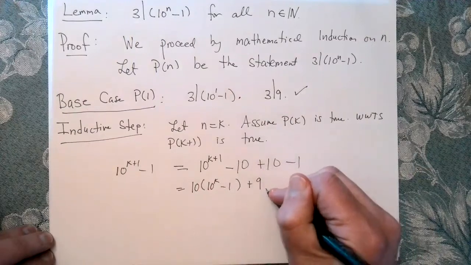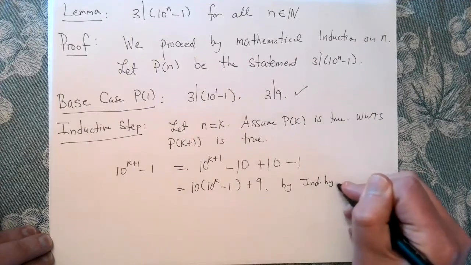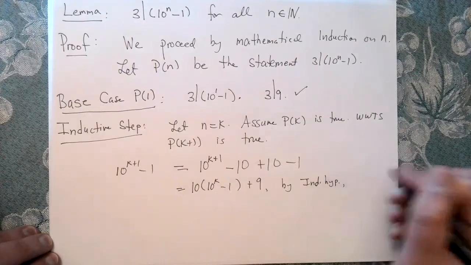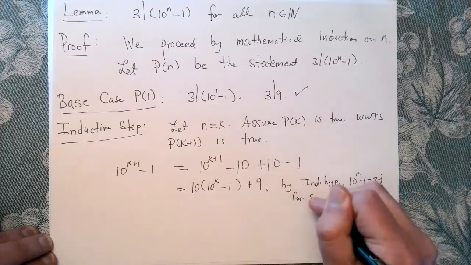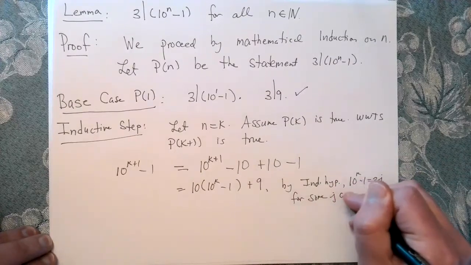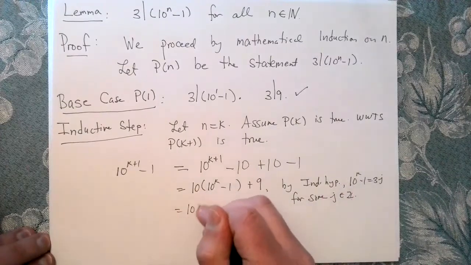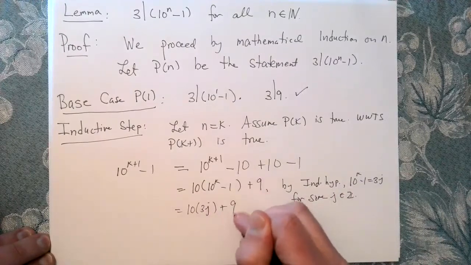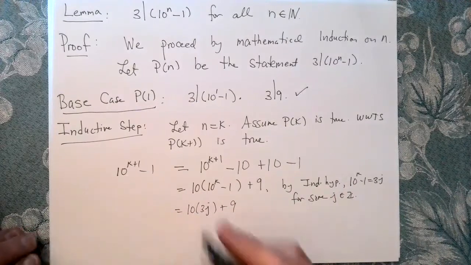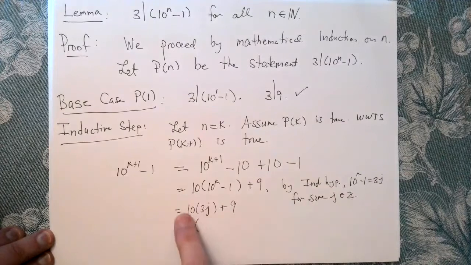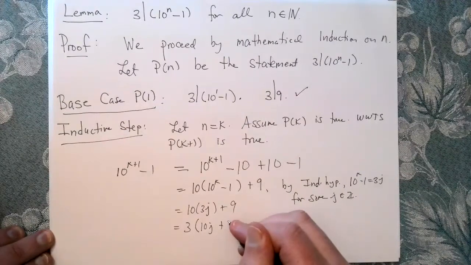So I'm going to say, by our inductive hypothesis, let's say that 10 to the k minus 1 equals 3j for some integer j. That's going to allow me to rename this 3j. So I've got 10 times 3j plus 9, but you notice now that both of the terms are divisible by 3. So we can go ahead and factor out a 3. If I factor out a 3 here, I'm going to have 10j left over, and then of course I'll have a 3 left over here.